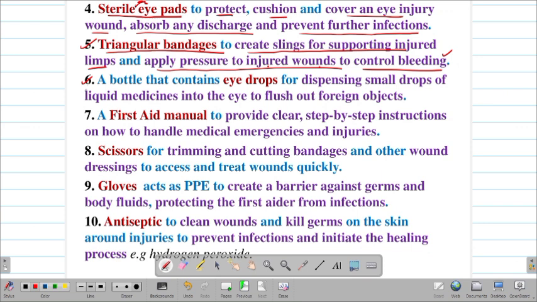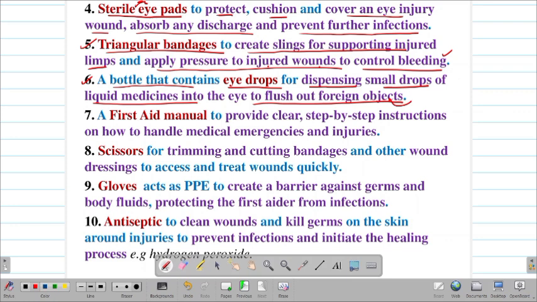Now, the sixth component of a first aid kit is what we call a bottle that contains the eye drops. Remember, eye drops are used to drop individual drops of important medicine, that is the eye medicine, within our injured eye. So a bottle that contains eye drops is for dispensing small drops of liquid medicines into the eye to flush out foreign objects.